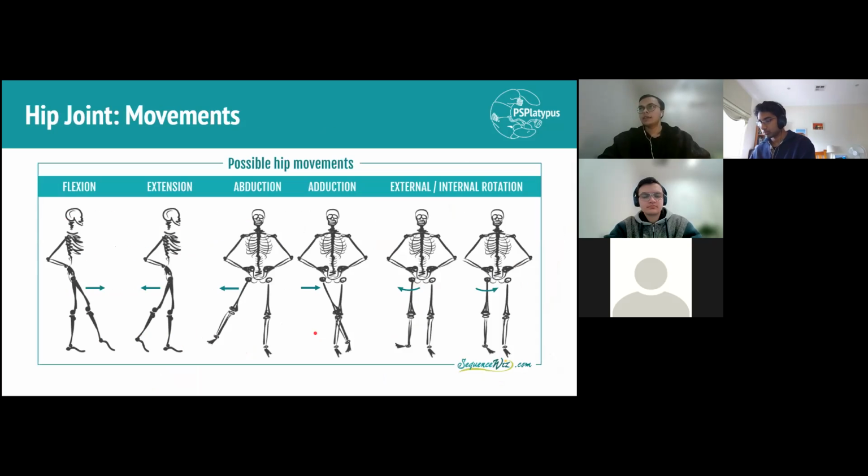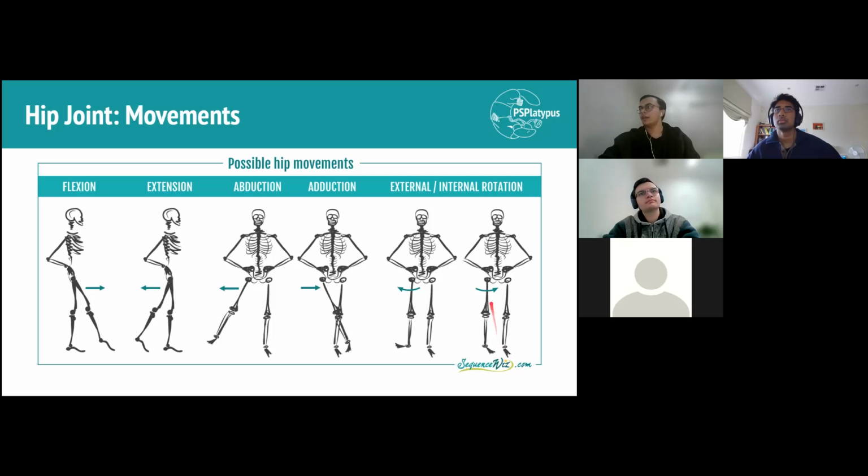But otherwise, we're going to move on to the hip now. So at the hip, again, we have our movements. So we have flexion, which is bending your hip up, extension, moving the other opposite direction, and abduction, again, lifting it away from the midline, adduction towards the midline, and external and internal rotation.